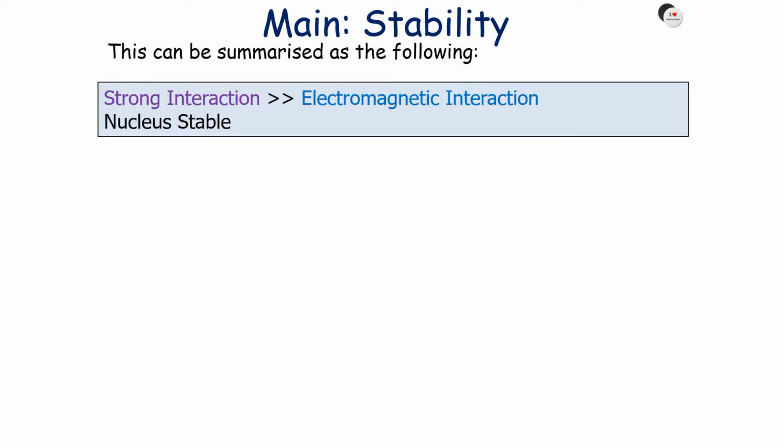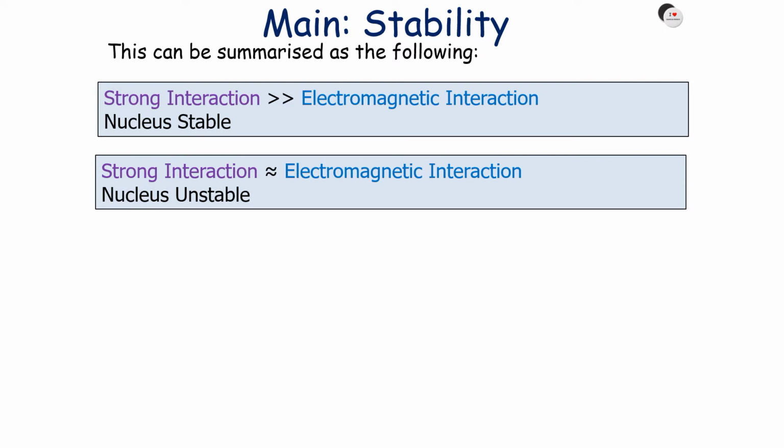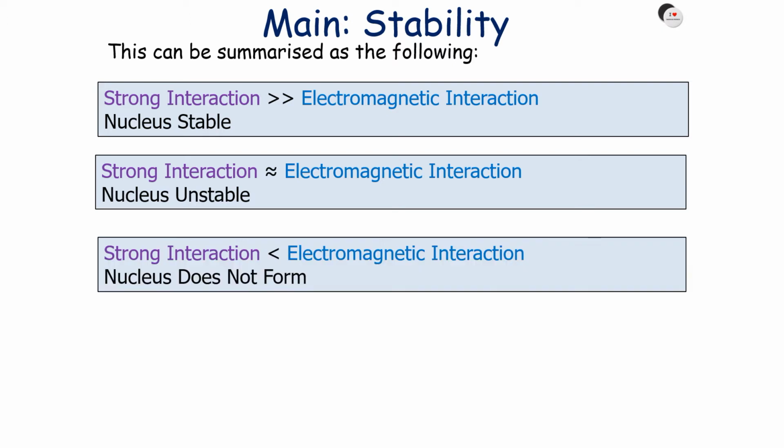So let's just summarize these ideas. When the strong interaction is much larger than the electromagnetic interaction, you have a stable nucleus. When the strong interaction is approximately the same size as the electromagnetic interaction, the nucleus is unstable, whilst if the electromagnetic interaction was greater than the strong interaction, the nucleus doesn't form.